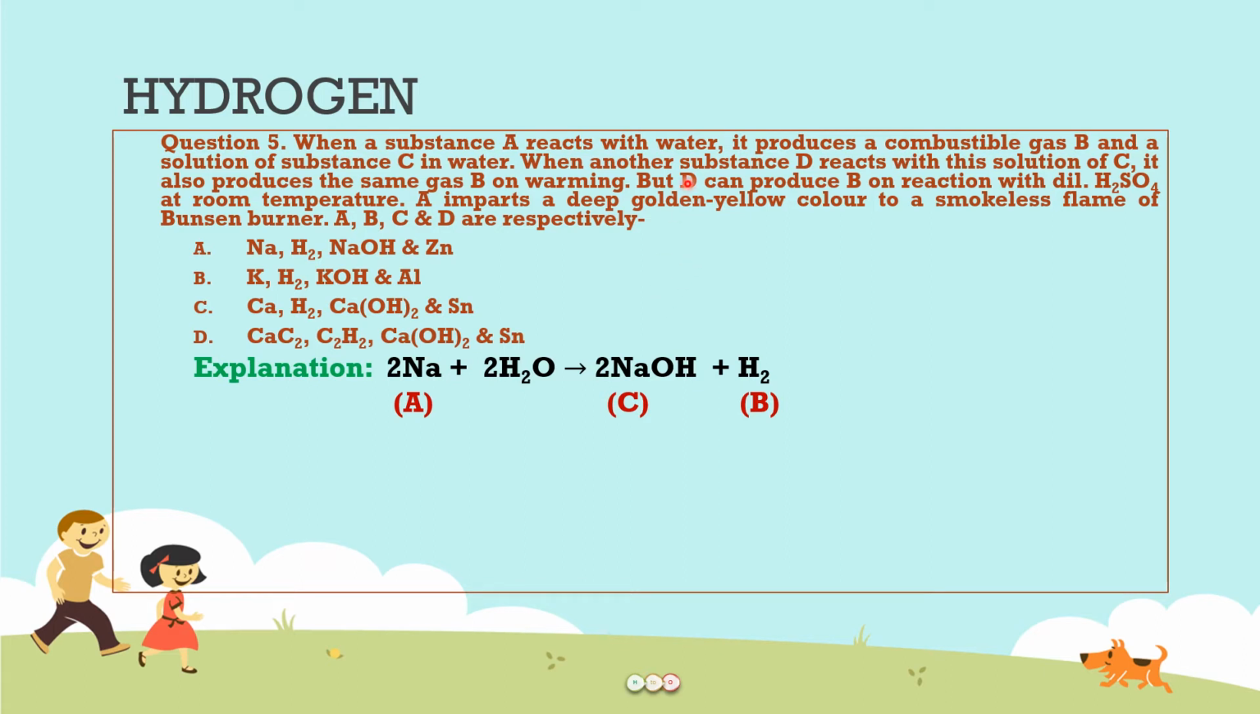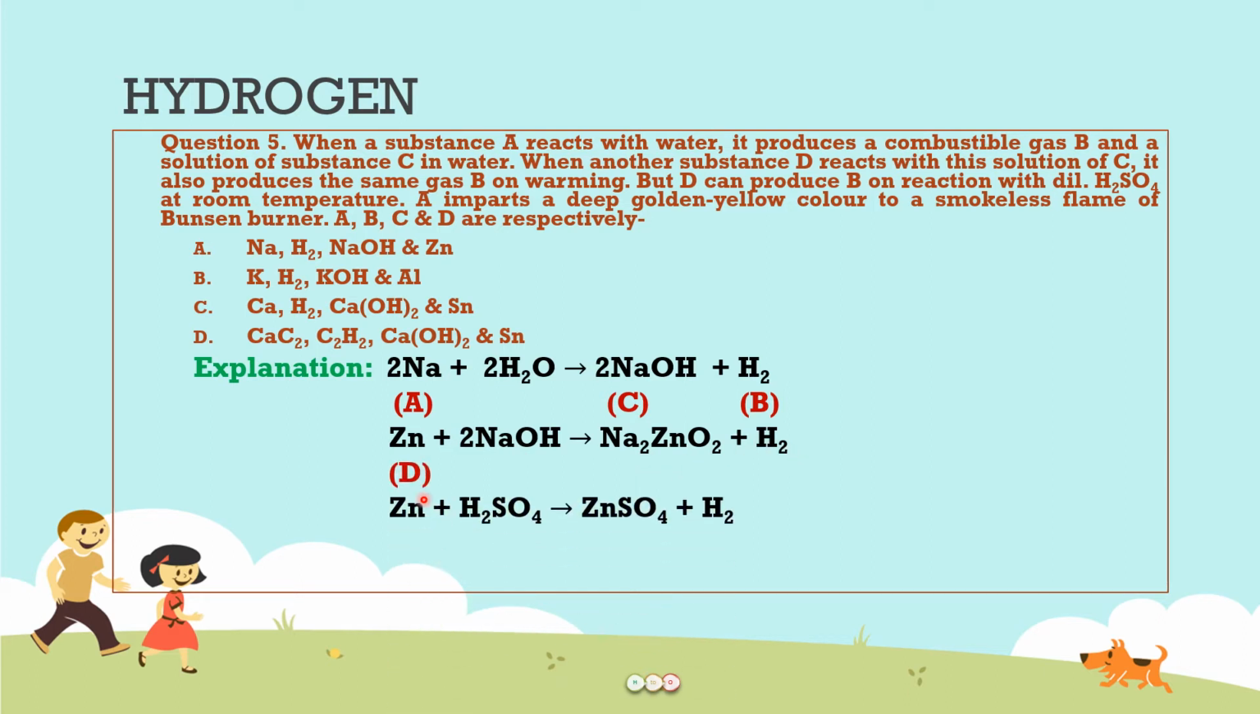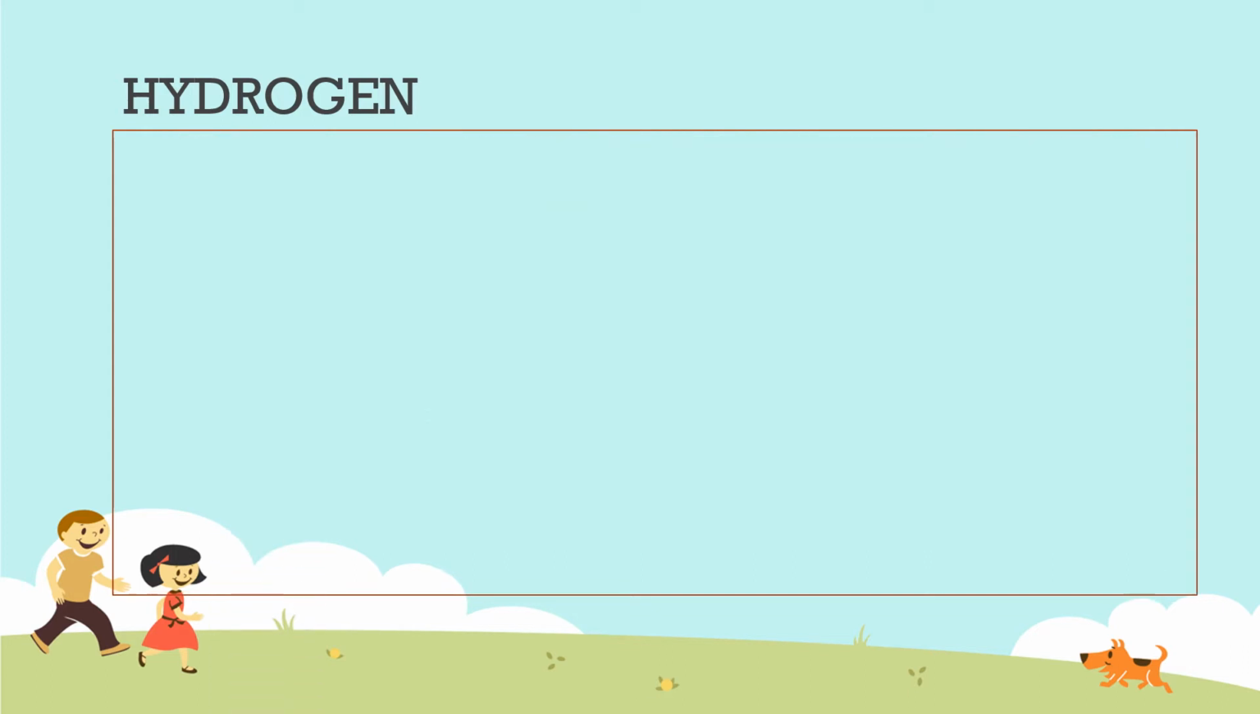D can also produce B on reaction with dilute H2SO4. So what this means is that D can react with both acid as well as base to evolve hydrogen, and therefore it has to be an amphoteric element. For example, take zinc. Zinc, when it reacts with NaOH, will give sodium zincate along with hydrogen, and it also reacts with H2SO4 to give zinc sulfate and along with that hydrogen. So D is going to be zinc. You can check here that all the choices fit into place with option A being the correct answer. So now let us look at 6.